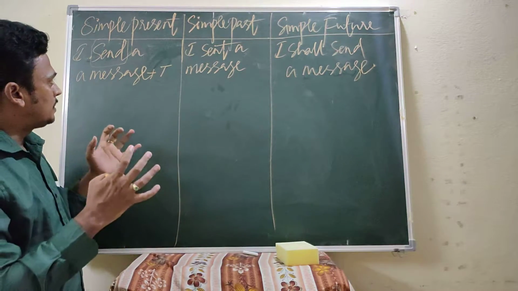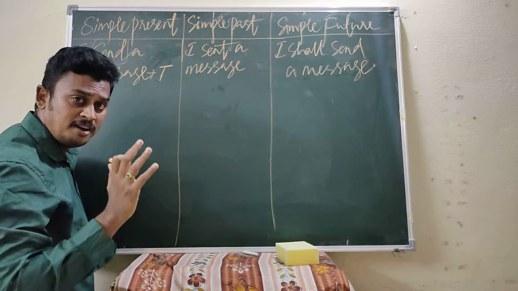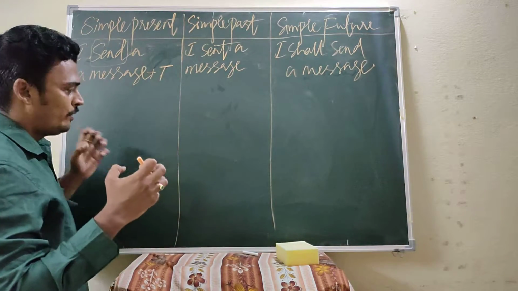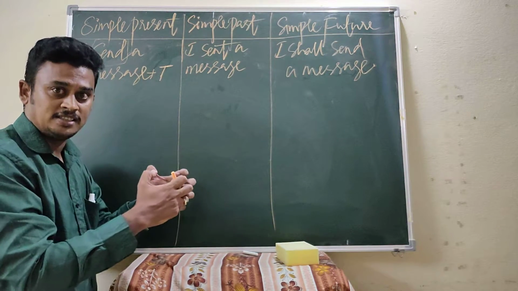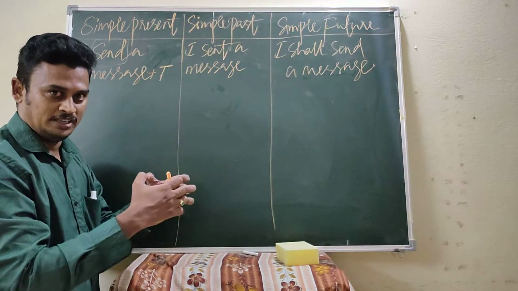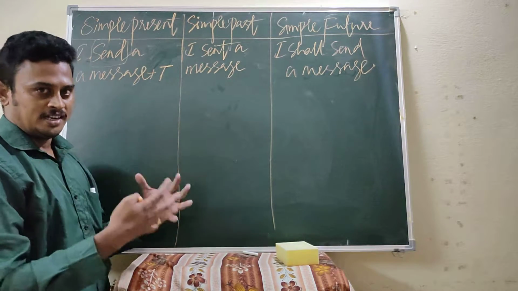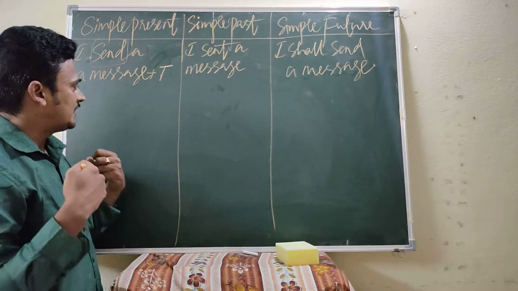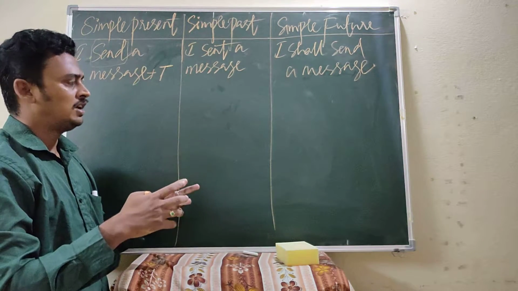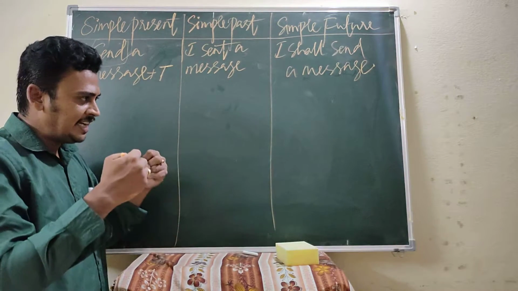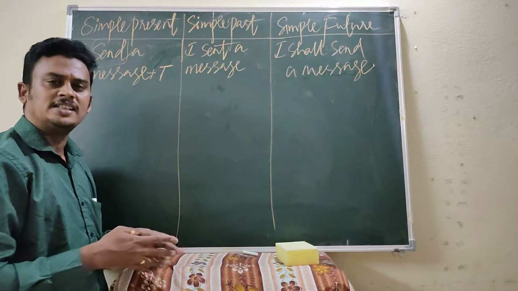Now, in this present tense, as I told you, time indicators are very important. When the time indicator is joined with a particular tense, then it has a beauty. For example, I send a message regularly. I send a message to my parents regularly. I send a message to my friends daily. I send a message to my colleagues regularly. I send a message to my parents occasionally. Every day I send a message.